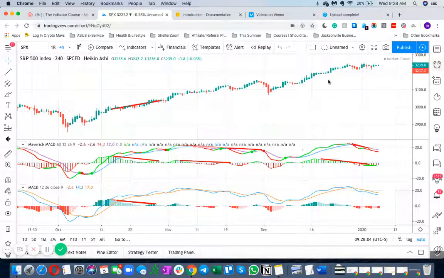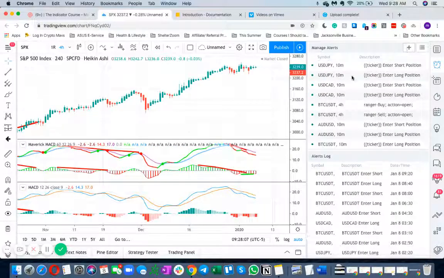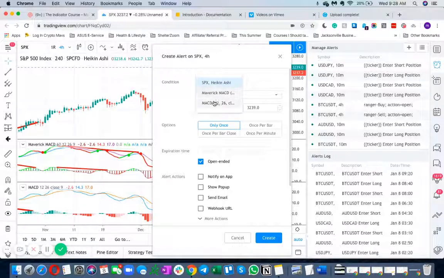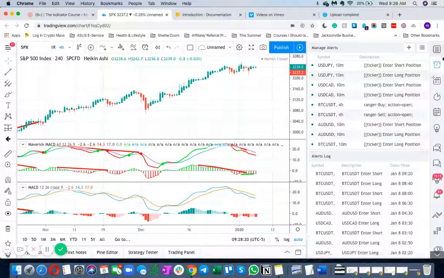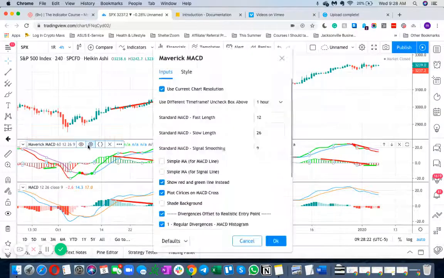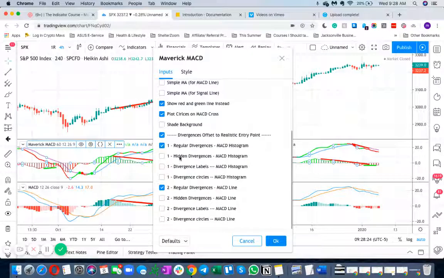And again, we can receive alerts for divergence. So just go to Maverick MACD, and then we can receive all different types of divergence. There's actually a difference between regular divergence and hidden divergence. I believe by default, the only one that's enabled is regular divergence. So if you want to show hidden divergence, just check that box, and you can check it for either the MACD, the line, or the histogram.